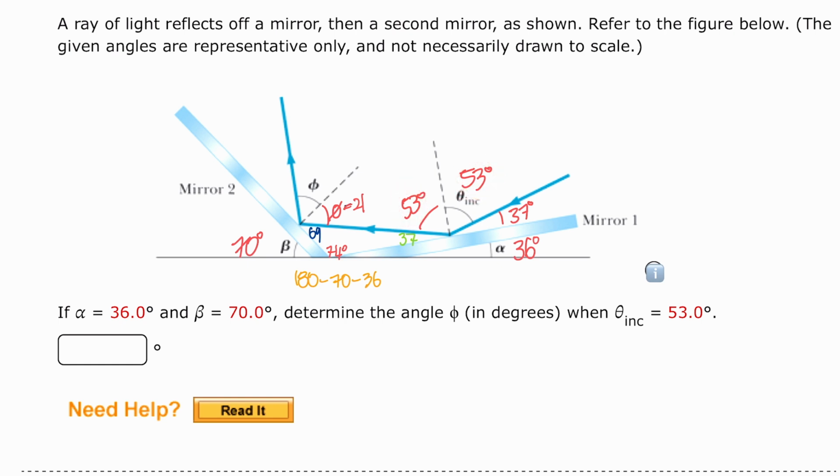We know that since these two are both right angles, this is just going to be 37 degrees, and 180 minus 74 minus 37 is going to be 69. And then I use a similar principle, 90 minus 69 equals 21. That's how I got 21.